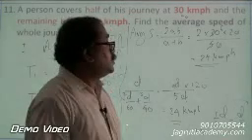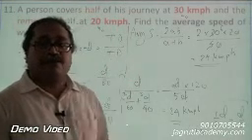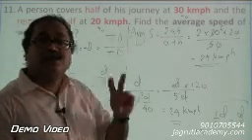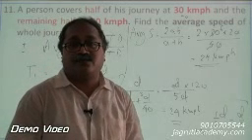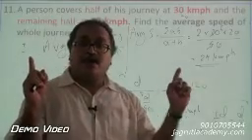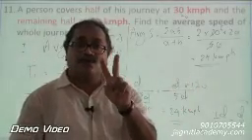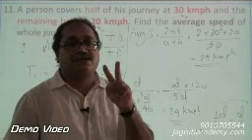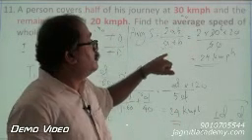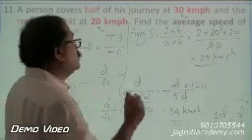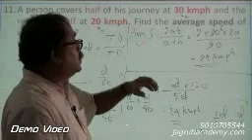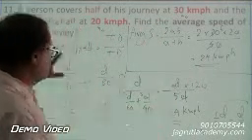Whenever the distance is divided into equal parts, then I can always apply this formula. So there is a limitation for application of this formula. You have to remember that. When can I apply this formula? When the overall distance is divided in two equal parts, not two parts, two equal parts. Then only I can make it as 2ab by a plus b, and this is an easier method. So for questions like this, I request you to follow the formula, not the general method.